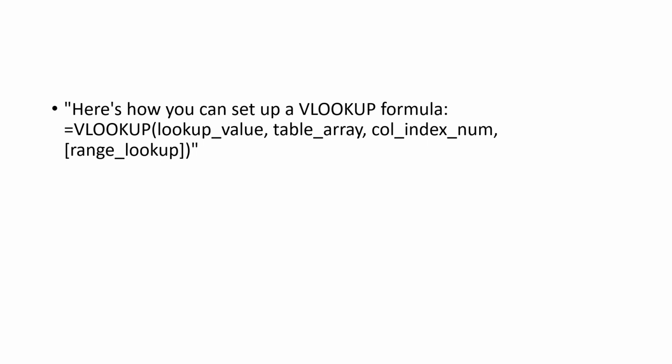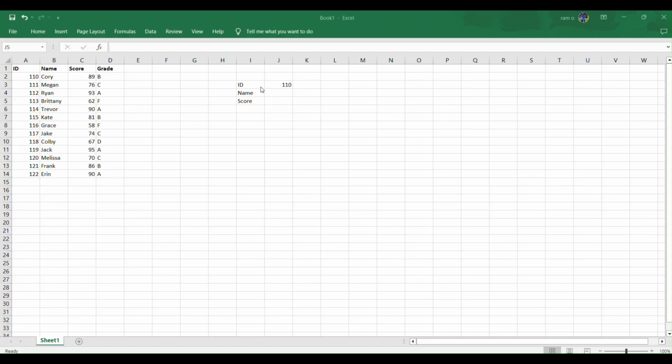You go VLookup, lookup value, table array, col index num, range lookup. Step 1. Open your Excel workbook and select the cell J4. Step 2. Enter the formula in G4.